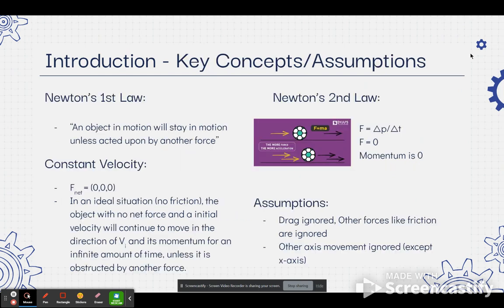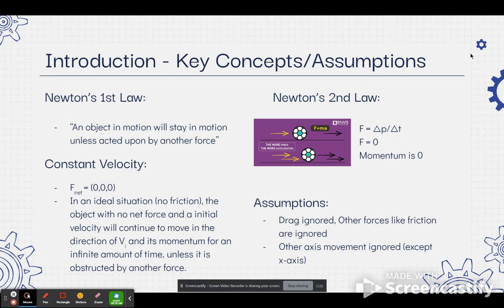Some key concepts we're going to use in this lab are Newton's first and second laws. The first law states that an object in motion will stay in motion unless acted upon by another force. A key concept derived from this law is constant velocity: when net force is zero in all directions and there's no friction, an object with no net force and an initial velocity will continue to move in that direction for an infinite amount of time unless it's obstructed by another force.